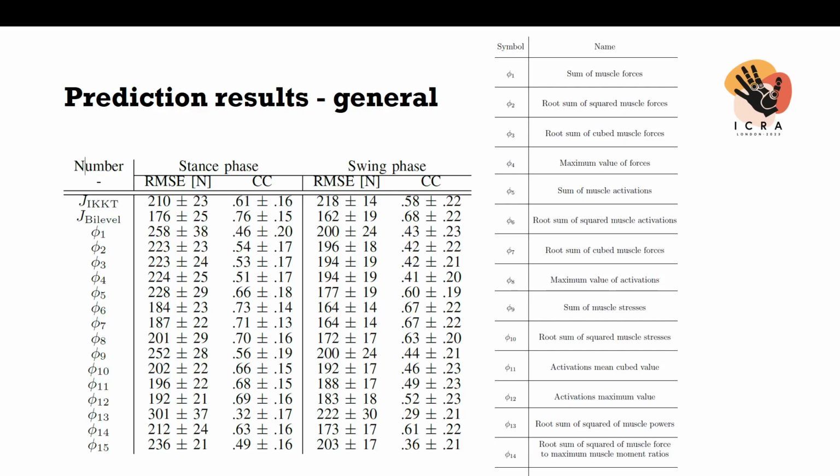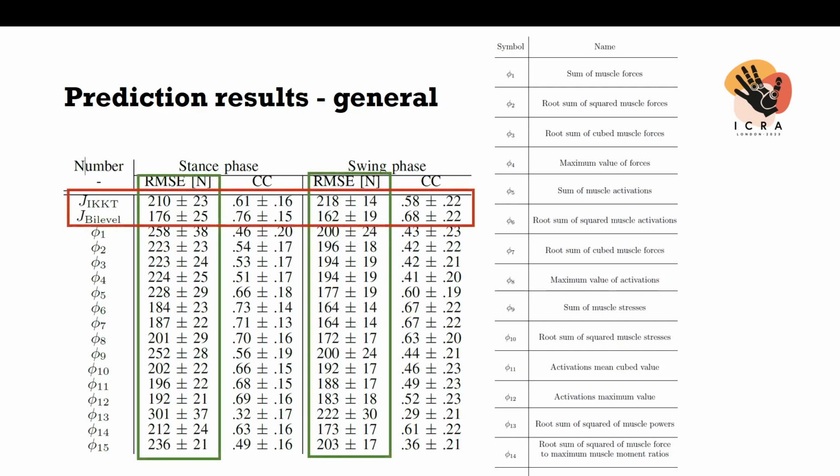The numerical errors are given here. You can see column-wise that the bilevel method gives the lowest mean squared error, while you can also see that when you compare it to the KKT method, it actually is much better.